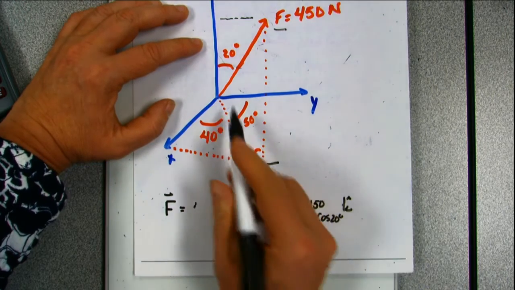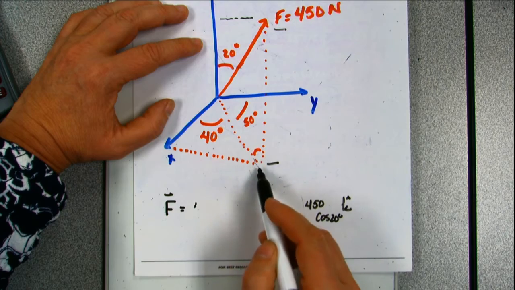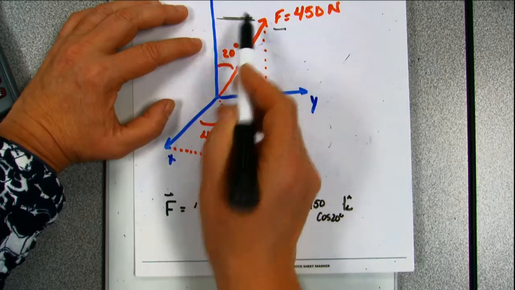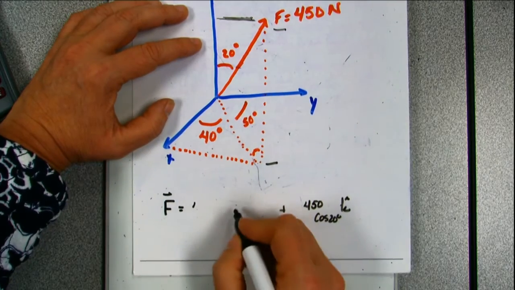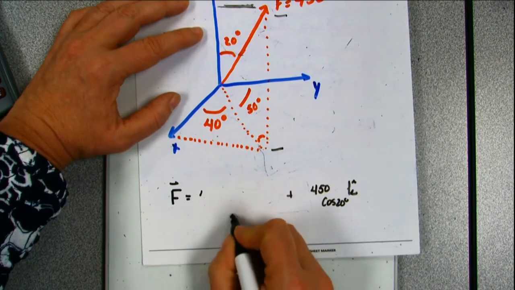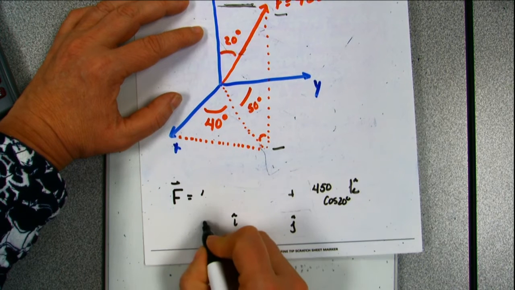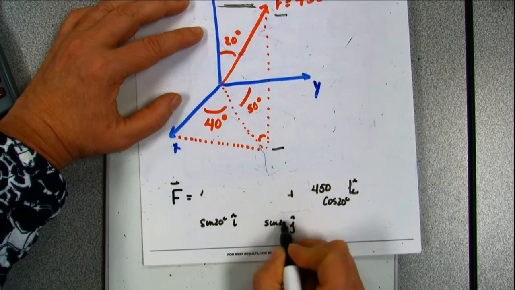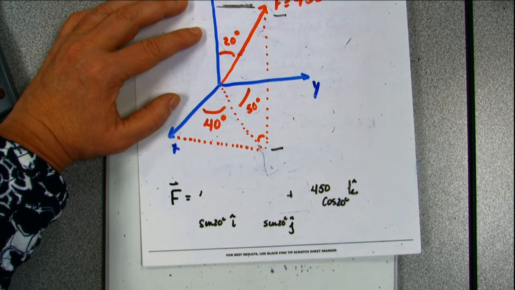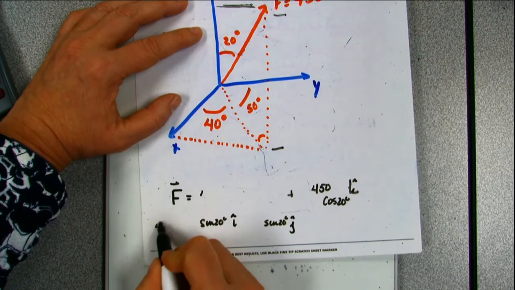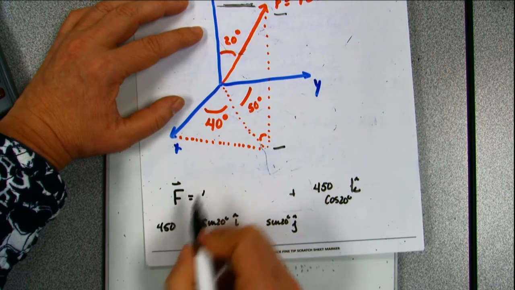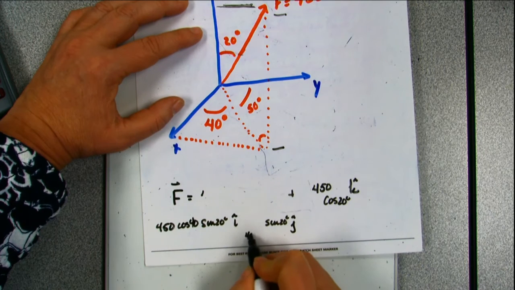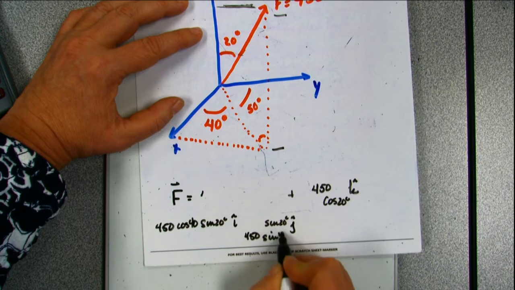Now, I need to know this length right there. So for I and J, they're both going to have a sine of 20 degrees playing into it. And then I'm going to have my 450 for my x is going to be cosine of 40. And my y is going to be 450 sine of 40.